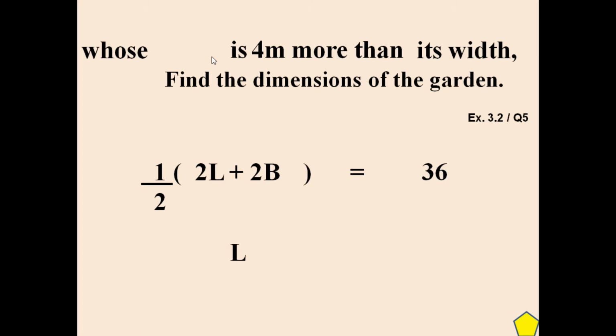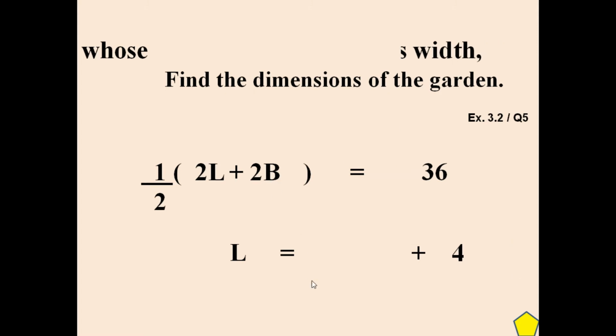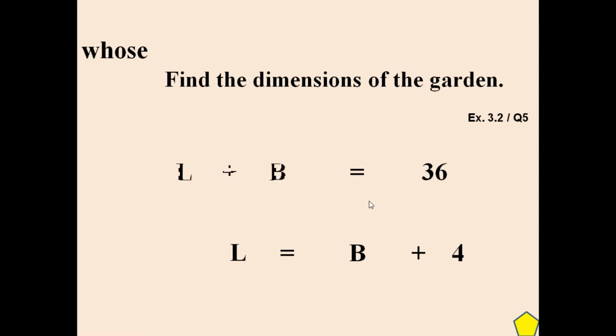Now it says length is 4 meters more, which means plus 4. Never write 4 plus, it's always plus 4. Its width, and we've assumed the width to be B. So this is the second equation. The first equation can be rewritten as L plus B equal to 36 after dividing by 2. So equation number 1, equation number 2, we can solve them using any of the methods: elimination, substitution, or cross multiplication, and thus get the dimensions of the garden.